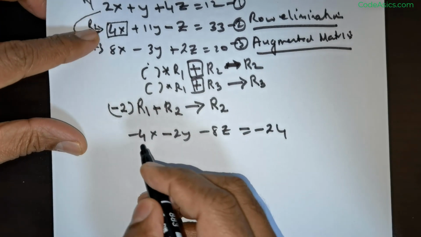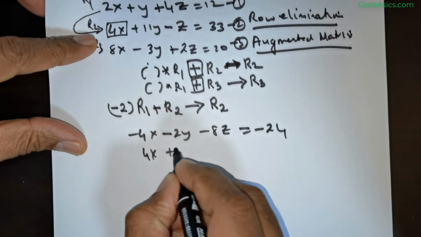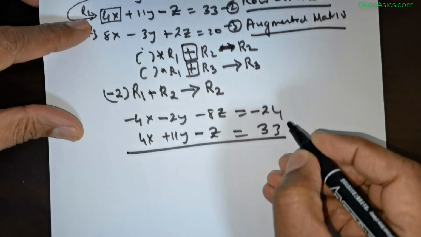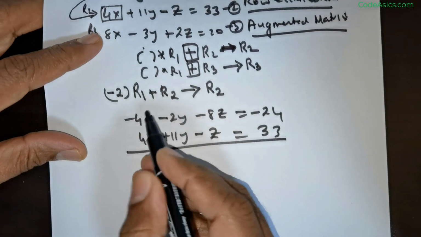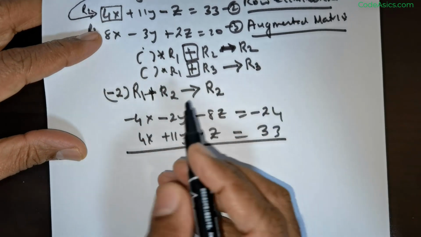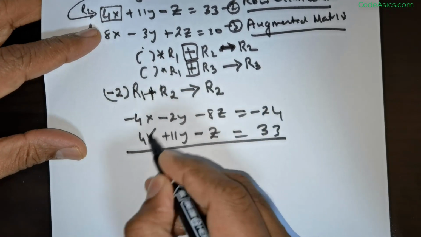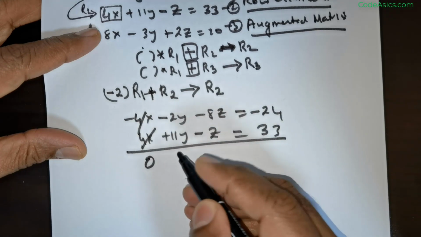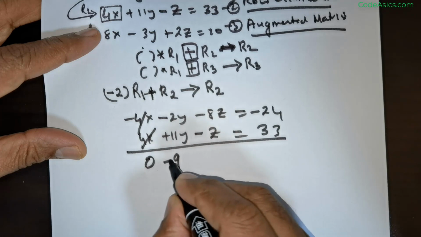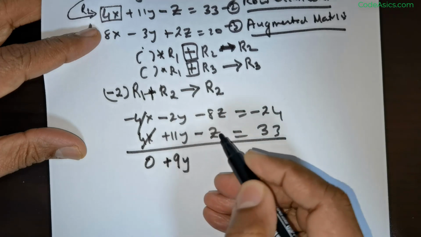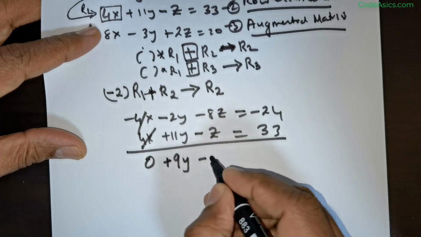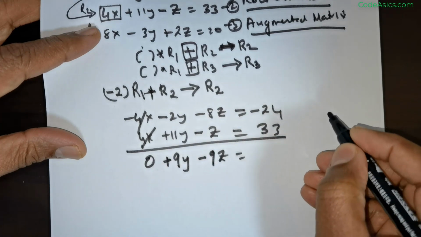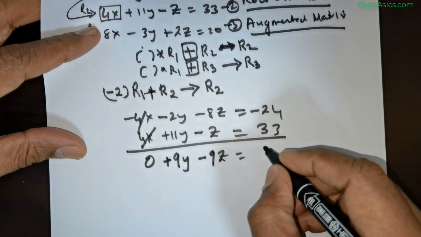My R2 that you see here is 4x + 11y - z = 33. Now these two are added together. As I mentioned, the operation is always addition. Negative 4x added with 4x, they both get cancelled, I will get 0. Now 11 added with negative 2 gives me positive 9y. Negative z added with negative 8z gives me negative 9z. 33 added with negative 24 gives me positive 9.